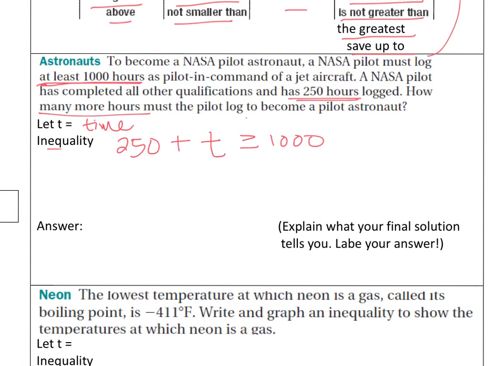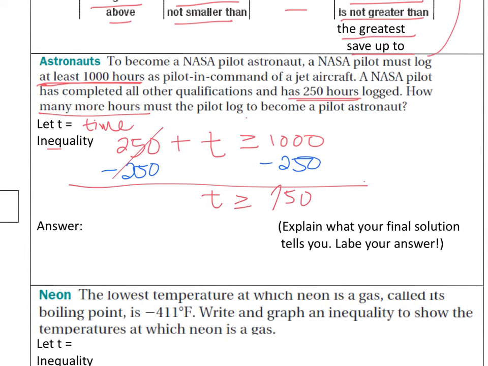Now we can solve. Subtract 250 from both sides of the inequality. Cancel out. Take down the t. The 1,000 minus 250 gives you 750. Now, this pilot needs to fly for another 750 hours. Well, at least 750 hours. This is highly important.